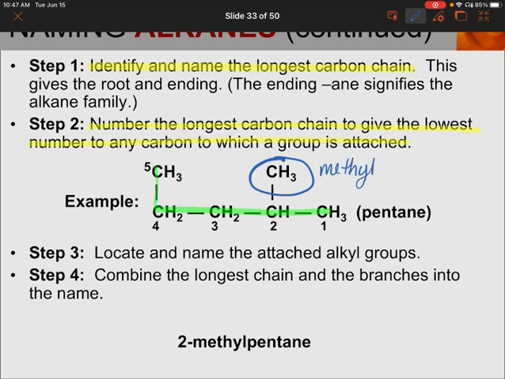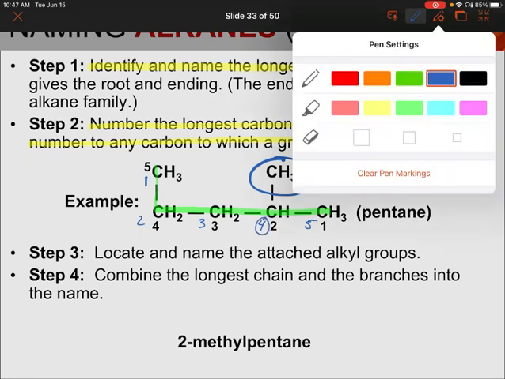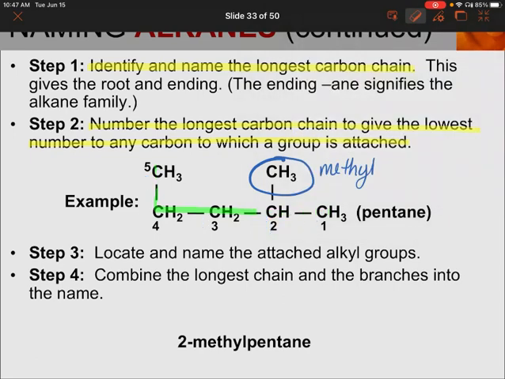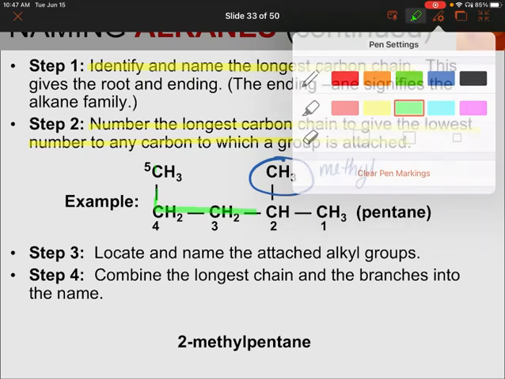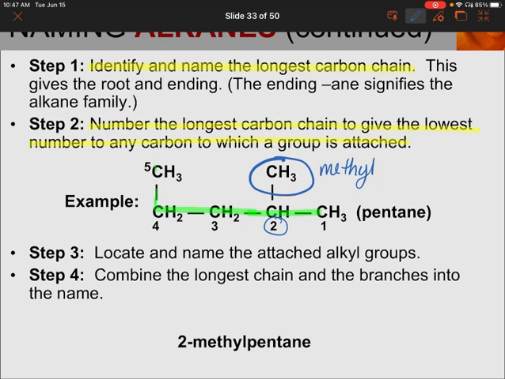Now, I did kind of give it to you down below there, but this methyl group has to have the lowest number possible. So we could have numbered this from left to right, but then the methyl group would be on carbon 4, and that's not what we want. We want to make sure it has the lowest number possible. So we're going to number from right to left, and it will be on carbon number 2. Okay, so we already kind of took care of step 3. We located and named the attached alkyl group. We said it's a methyl group on carbon 2.